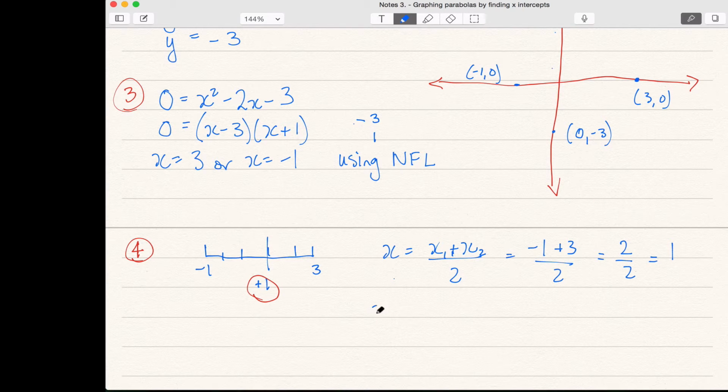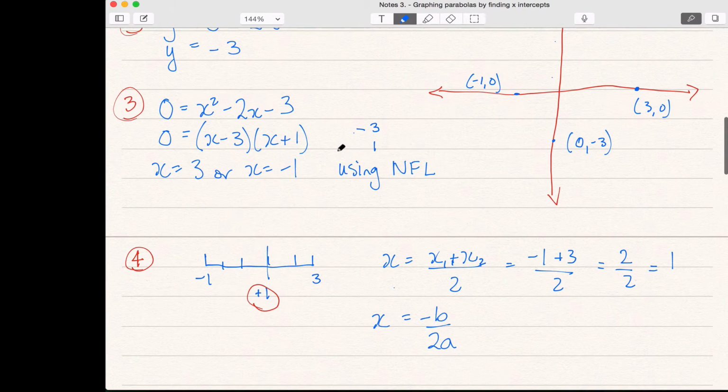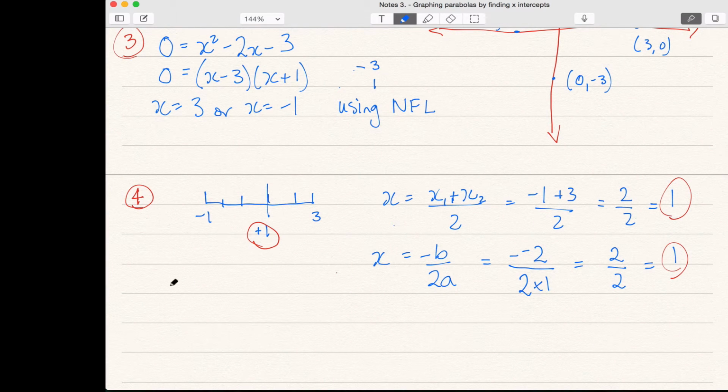The third method was to use x equals negative b over 2a, looking at our original equation, which is this one here, just with a y. Negative negative 2, because there's a negative here and there's a negative 2 here, over 2 times a, which is the number in front of x squared, so 2 times 1. So that's 2 over 2, which equals 1. Any of those methods will get you to the x value of 1. Turning point, x equals 1.